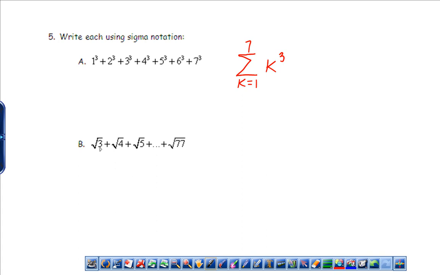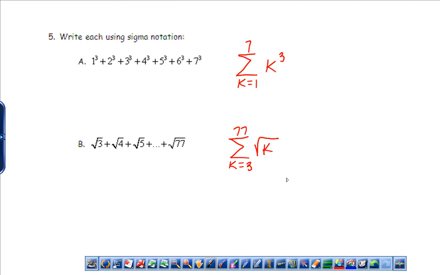All right, on this next one, you can be complicated or you can be simple, and you guys know me, I like to keep things simple. So since this starts with a 3, I'm going to start with a 3 here. I'm not going to worry about making my rule complicated. I'm just going to start with 3, and that means I'm going to end with 77. So then square root of k is my rule. No worrying about adding 2 or subtracting 2 or what I need to do.